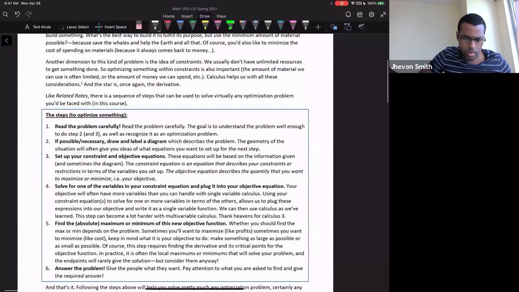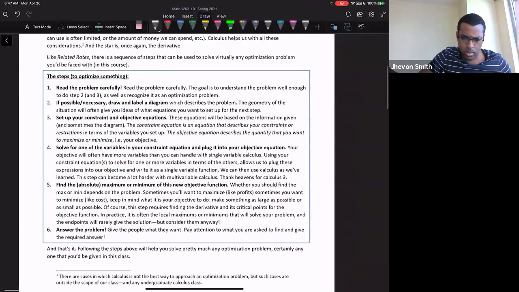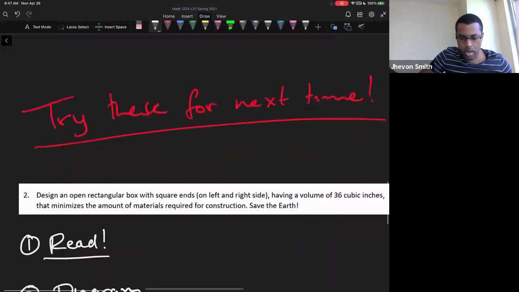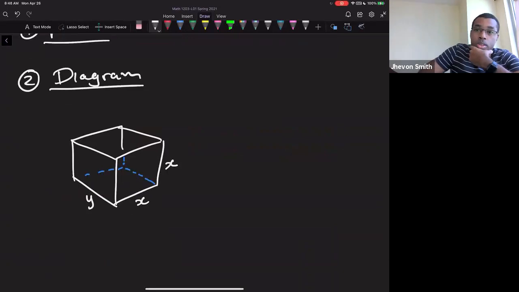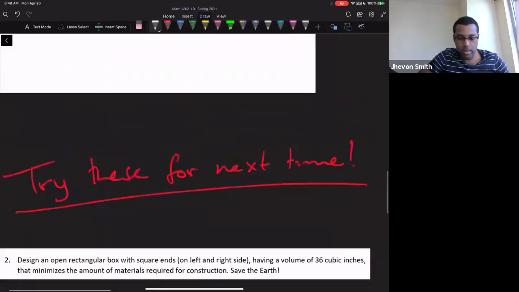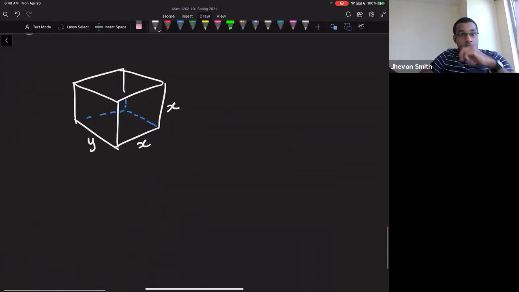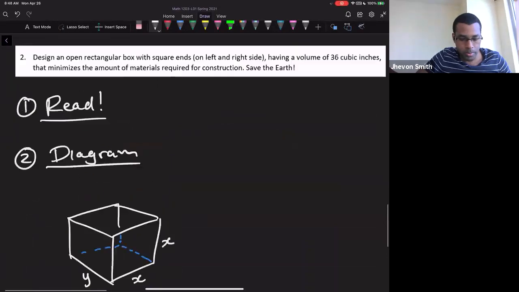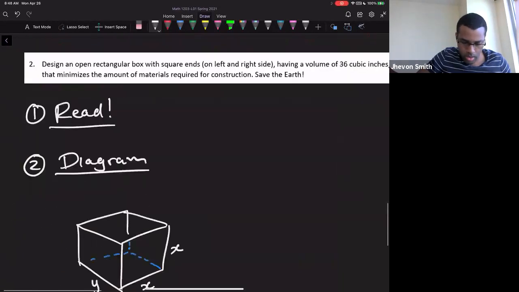Yeah, label the diagram. But remember, you have to be very careful with your labeling because a lot of things can go wrong with your labeling, both here and in related rates. Sometimes you label something a variable when it's constant and students end up messing up because of that. And sometimes you're using too many variables and you can mess up because of that as well. We're told that this has square ends, so we want the length and the width to be the same thing for the left and the right side.